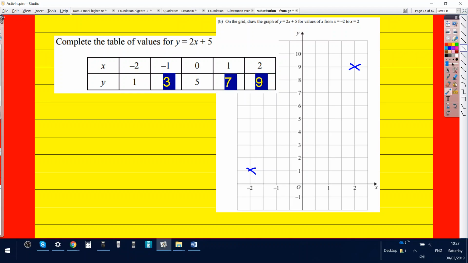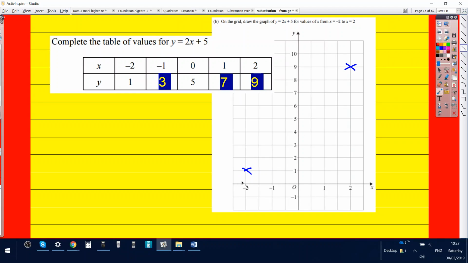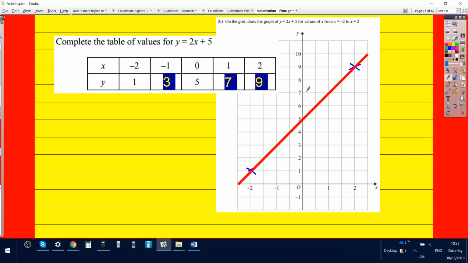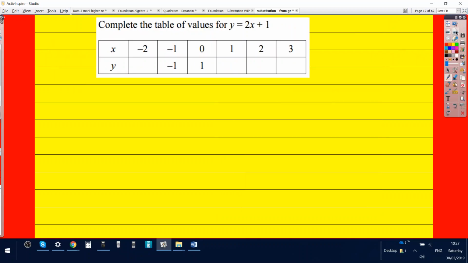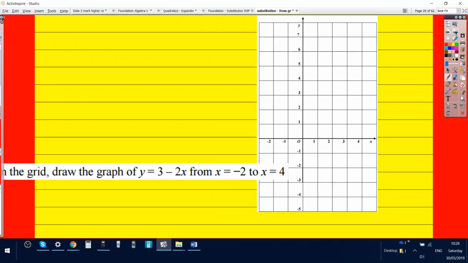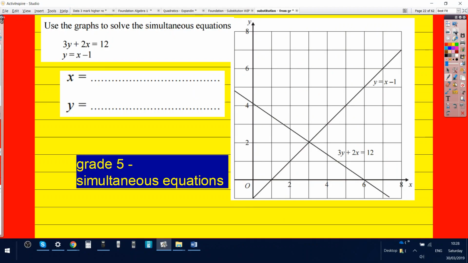Do you not draw a line of best fit as well? Yeah. And in this case, it's not a line of best fit. It's like a line of exact fit, if you like. Okay. Yeah, it goes through the y-axis at 5, and you can see there when x is 0, y is 5. So that's good. But it's good to just draw all of the x's.